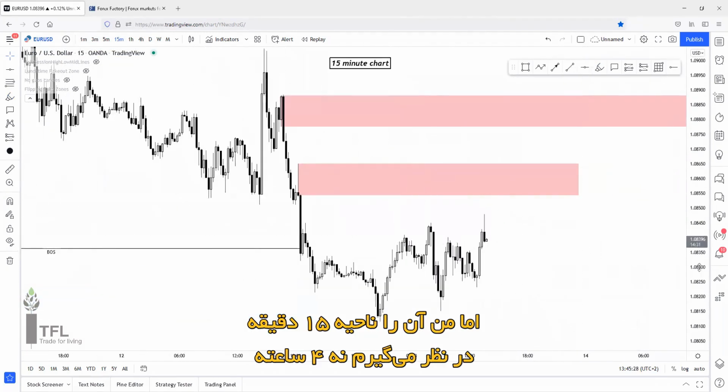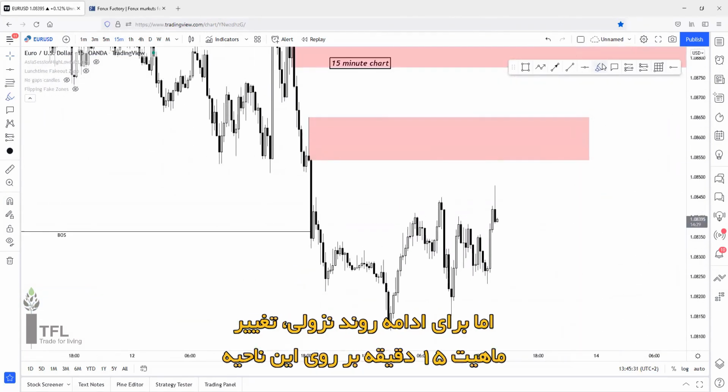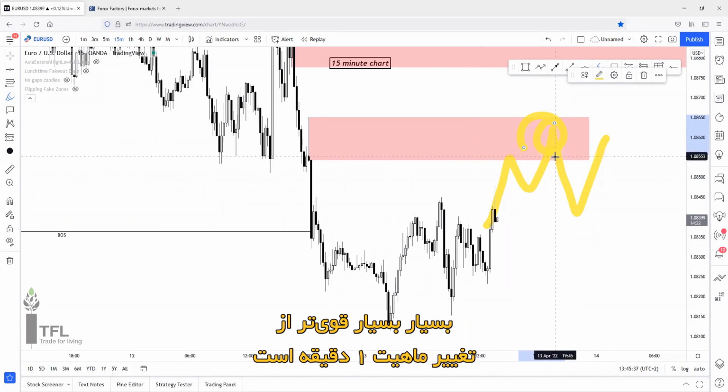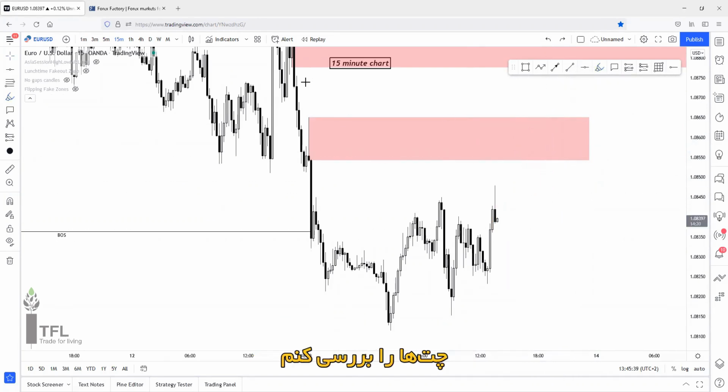But I consider this zone as a 50-minute zone and not as a 4-hour zone. But for a continuation, for a short continuation, a 50-minute change of character right here in this zone will be much stronger than just a 1-minute change of character. Okay, let me just really check.